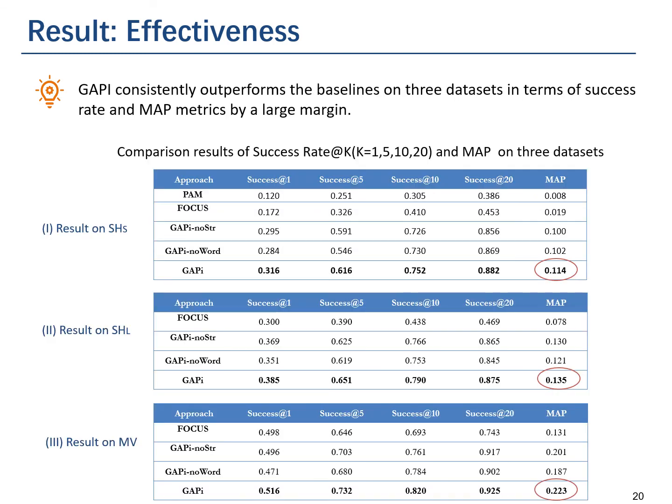In addition, this table shows that GAPI consistently outperforms the baselines on 3 datasets in terms of success rate and MAP metrics.